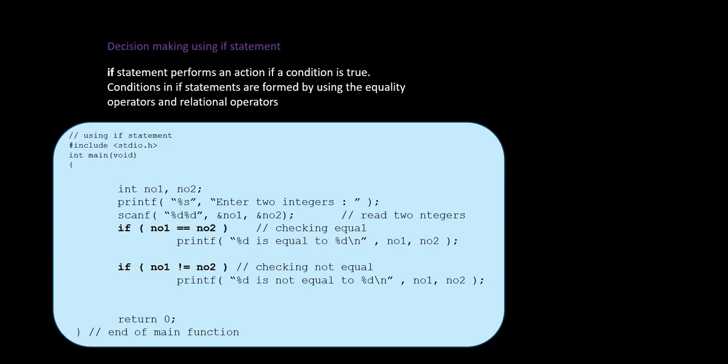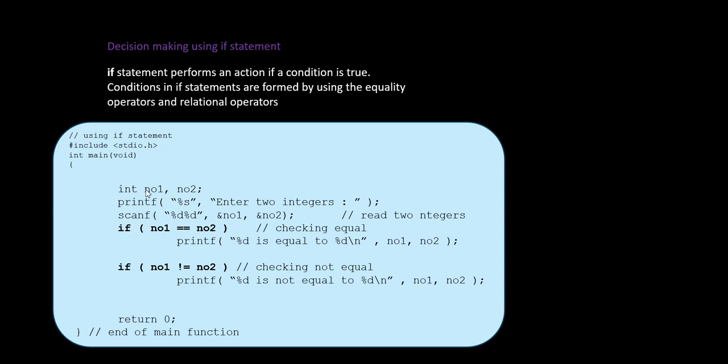Hi, today we are going to learn about decision making using if statement. If statement performs an action if a condition is true. Conditions in if statements are performed by using the equality operators and relational operators. Here we have a simple example about how we can use if statement in C programming.